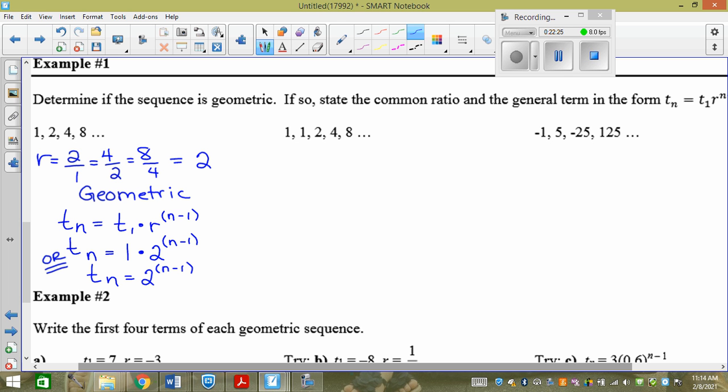Okay, you guys are going to try 2 and 3, the second and the third. Keep in mind, if it's not geometric, you can't give me an R, which means you can't give me a general term. So you're checking for geometric first. If it is, then you can give me the general term. So try that out.